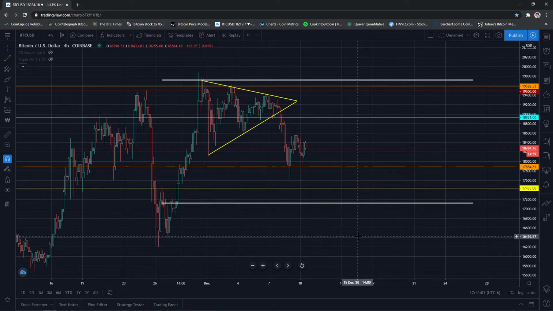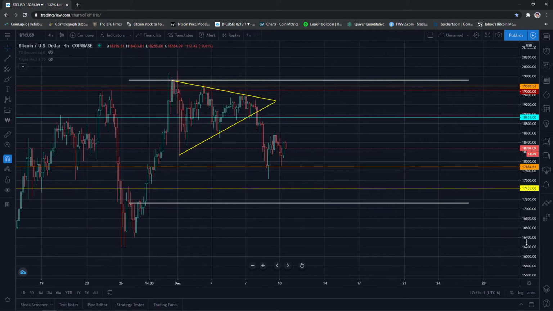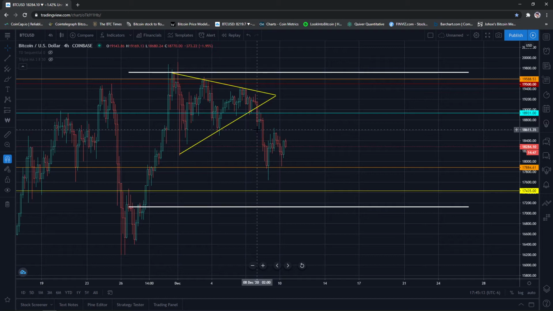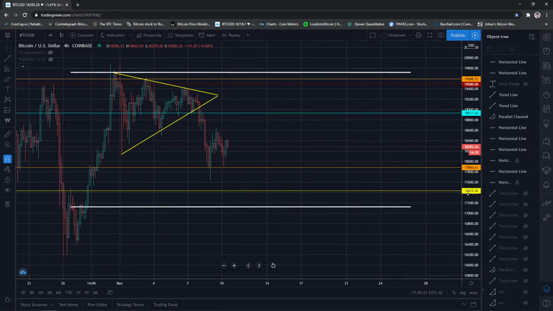So, Bitcoin chart. I wanted to go over that 4 hour symmetric triangle that we broke from on the 8th. What's today's date? 10th. So about 2 days ago. So the target for that was this 17,435. And that's here. That's this price range.